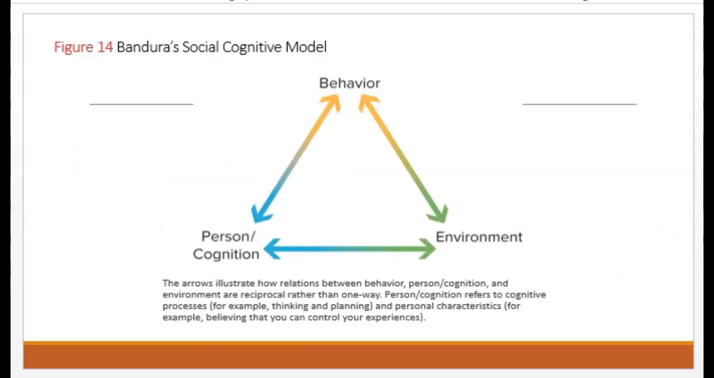The arrows in this illustration show how relations between behavior, person cognition, and environment are reciprocal rather than one way. Person cognition refers to cognitive processes such as thinking and planning, and personal characteristics, for example, believing that you can control your experiences.